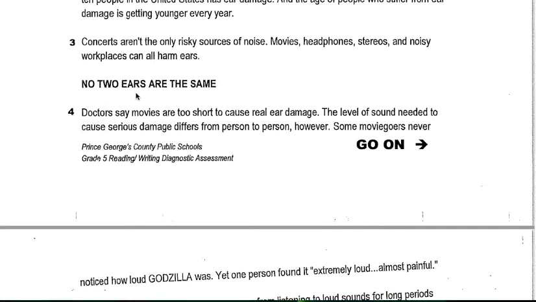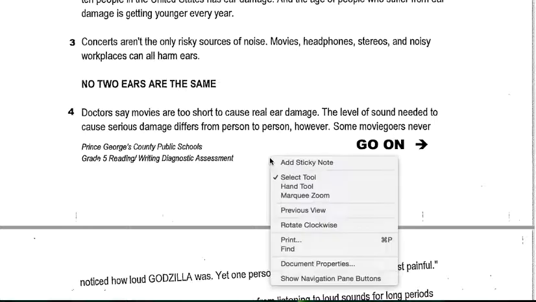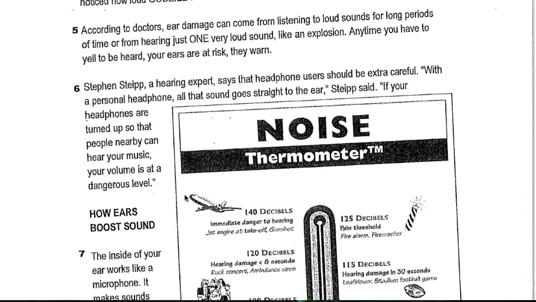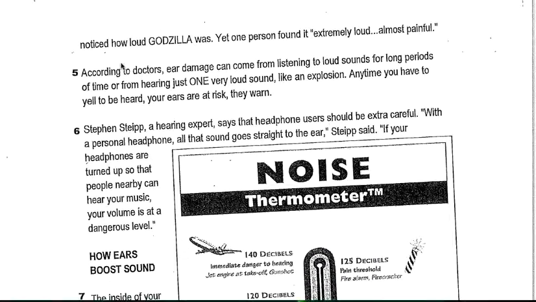No two ears are the same. Doctors say movies are too short to cause real ear damage. The level of sound needed to cause serious damage differs from person to person. However, some moviegoers never noticed how loud Godzilla was, yet one person found it extremely loud, almost painful.